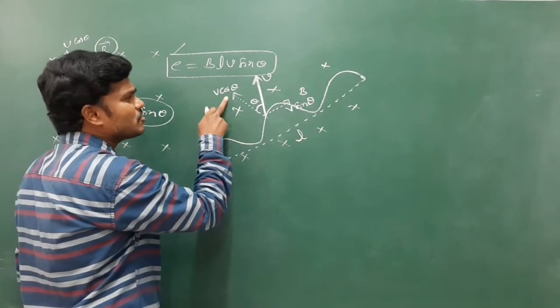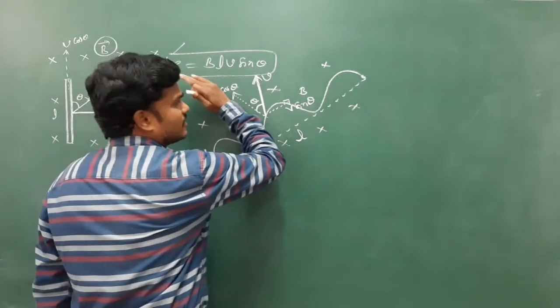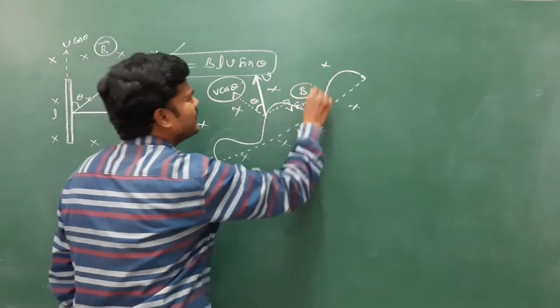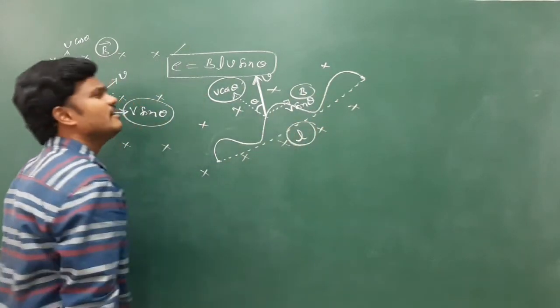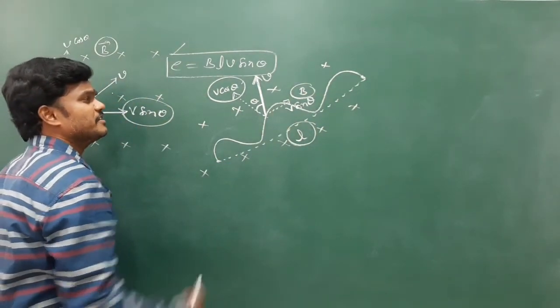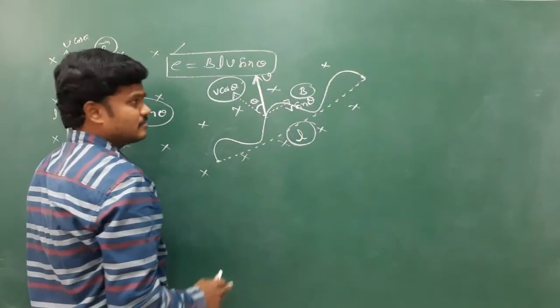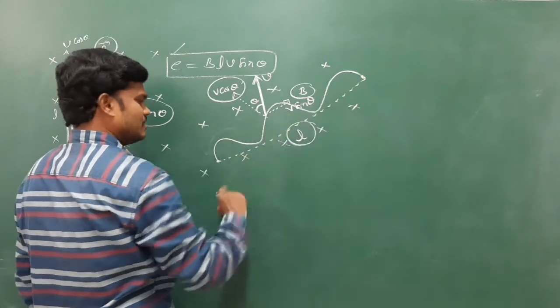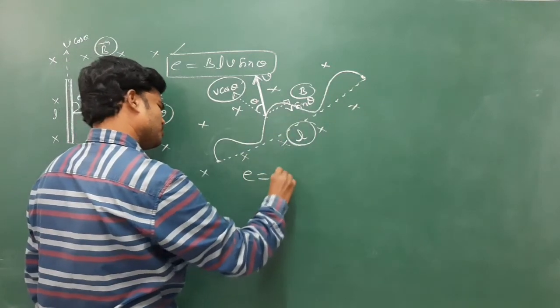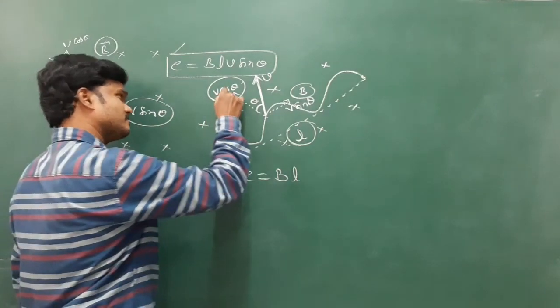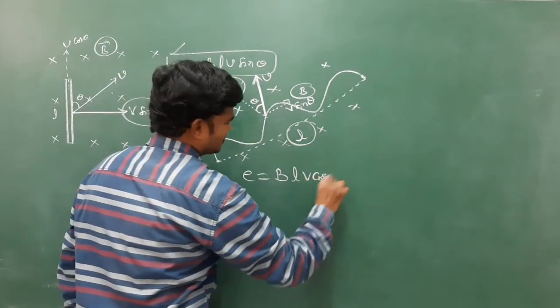But because V cos theta, B, and L are all perpendicular, just observe it. V cos theta is perpendicular to L, and B is anyhow perpendicular to L. So EMF is equal to B, L, V, nothing but here V cos theta.